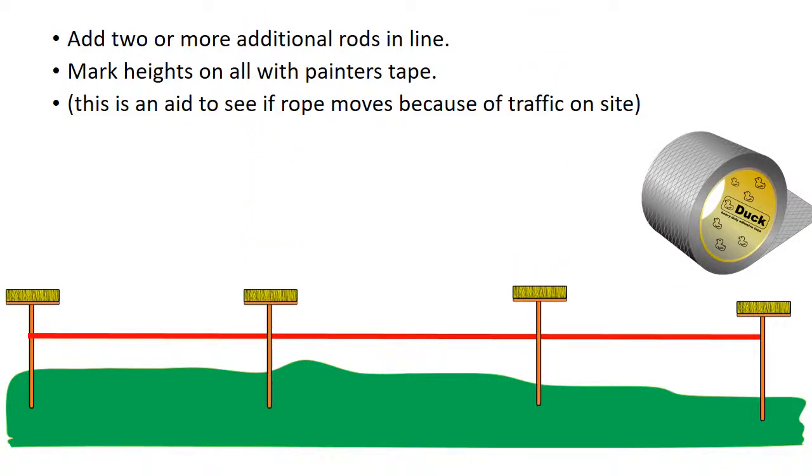Because there's a lot of traffic on the site, people will want to move around, and the workers must dig the holes, or someone has to dig the holes. I did not get the auger here, so we will have to dig the holes, and you can mark it with painter's tape, just as an extra aid to see whether the line moved.